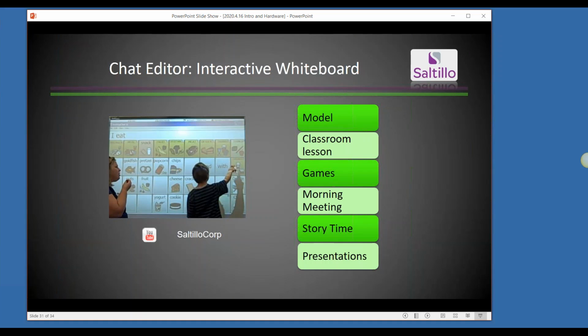Additionally, the Chat Editor software can be used interactively on a smart board or a Promethean board. These are great options for large or small group instruction in classrooms. The graphic on the right lists a few other possible ideas for how the software can be utilized. Check out the Saltillo YouTube channel to view this video of Gabe and his teacher discussing what he wanted to eat.